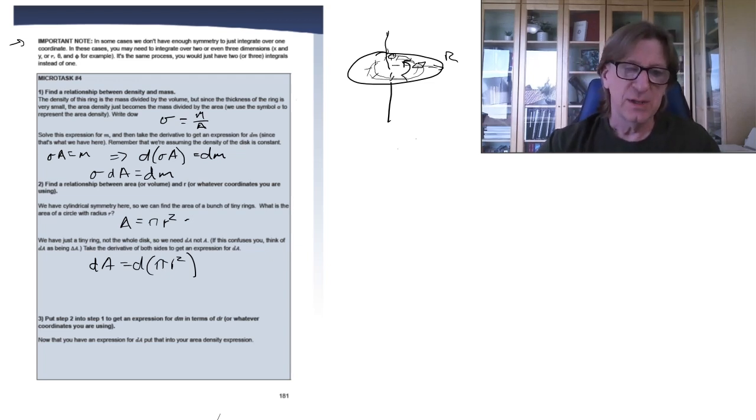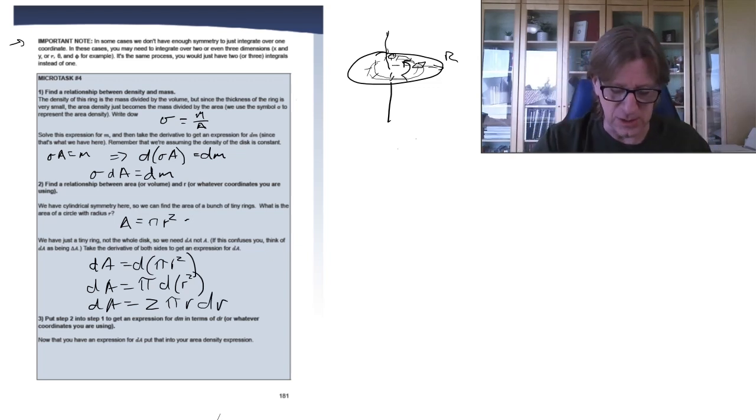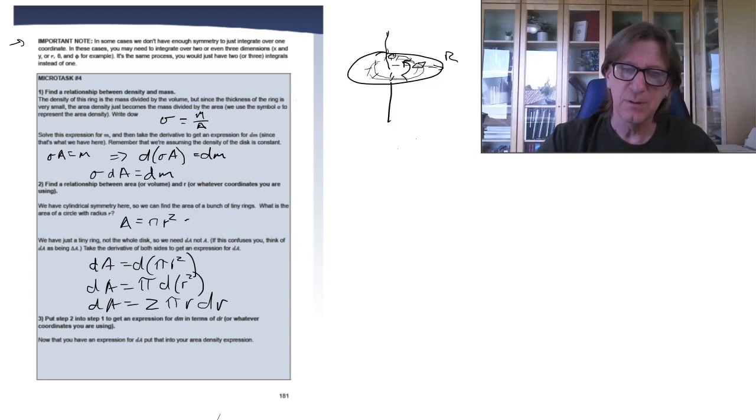So my pi is obviously a constant. And so that gives me d of r squared, which then is dA is simply 2 pi r dr. Let me spread that out a little bit so we can read it. So it's 2 pi r, that's the derivative of r squared is 2r, and then I have to take the derivative of what's inside, which is just going to be dr.